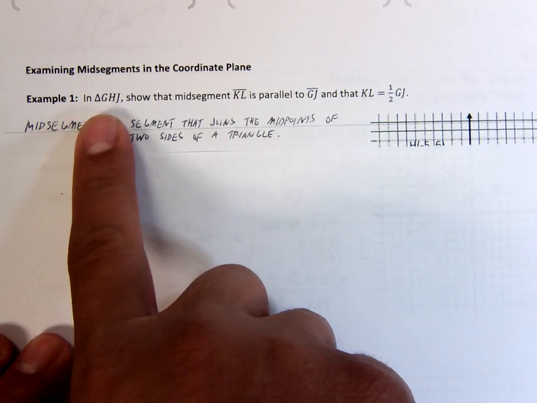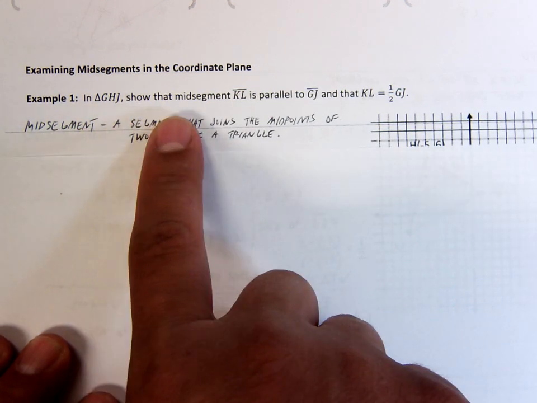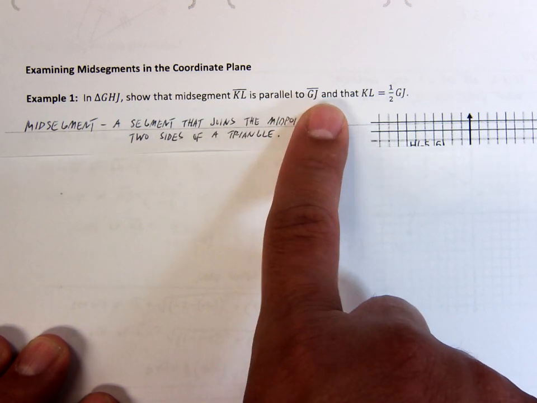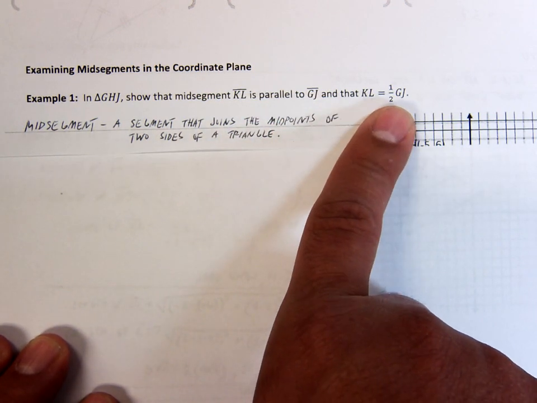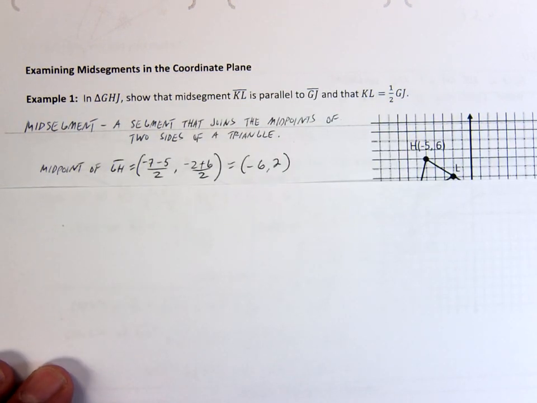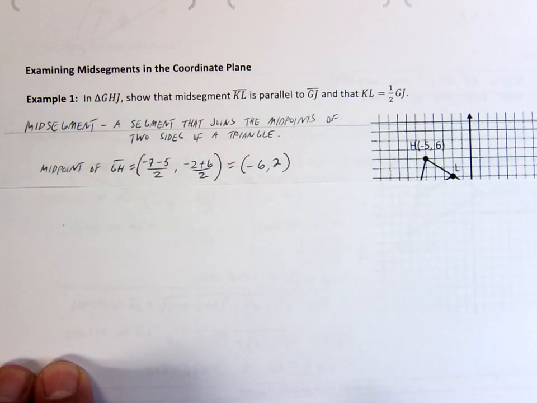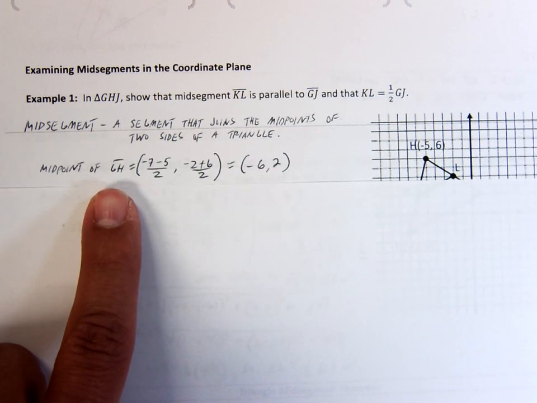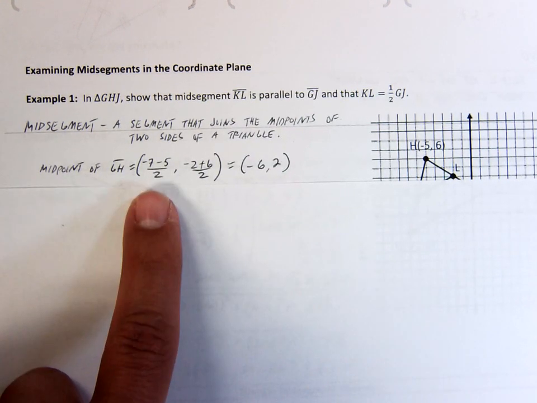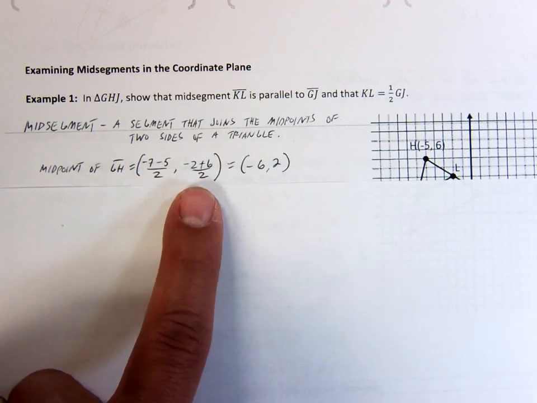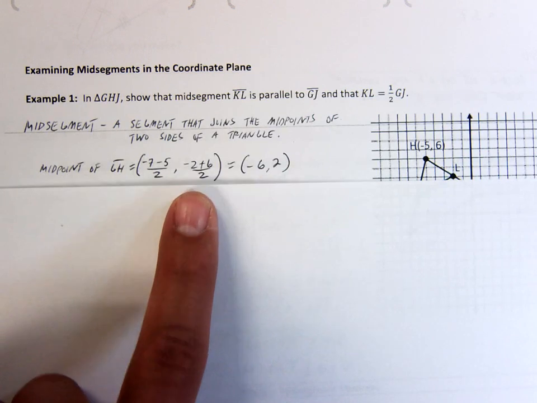Example one wants us, in triangle GHJ, to show that the mid-segment KL is parallel to GJ, and then show that KL is 1/2 of GJ. So we do some algebra. If we remember how to find a midpoint, the formula was up top. The mid-segment goes from the midpoint of one side to the midpoint of the other. So first we find the midpoint of GH. I add up my two X's and divide by 2. I add up my two Y's and divide by 2.